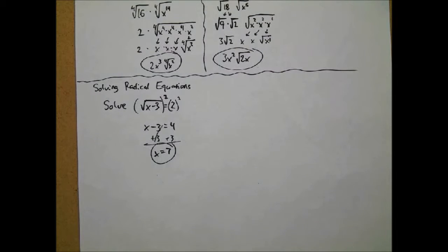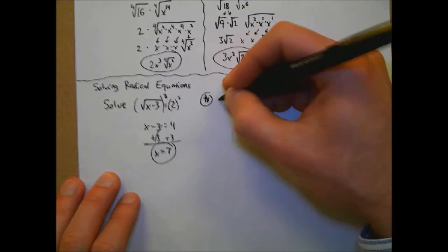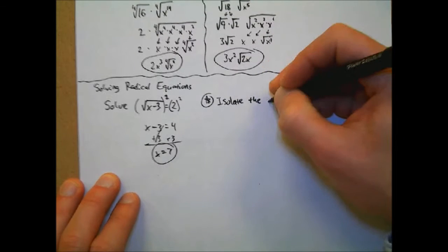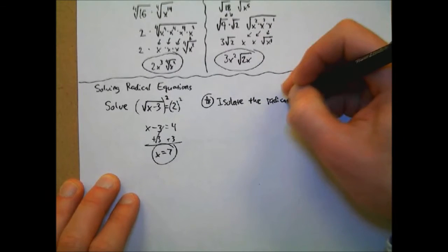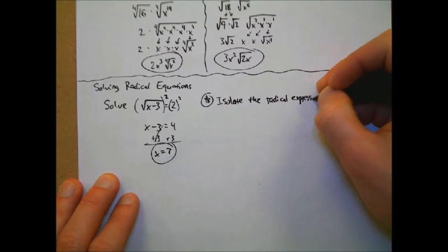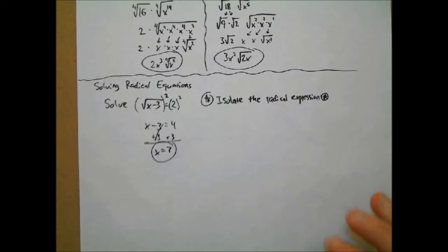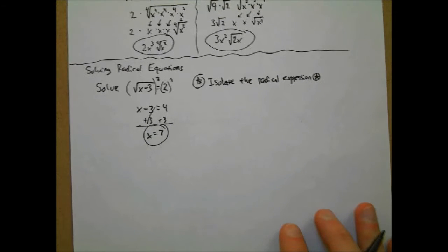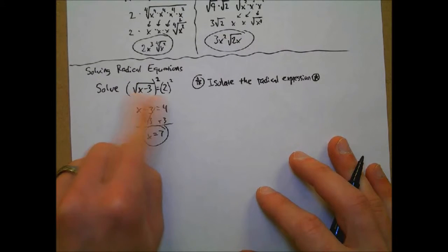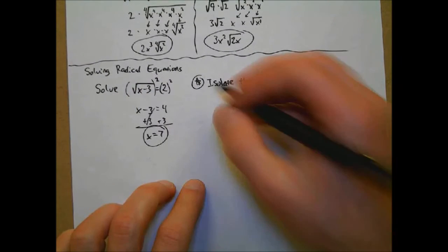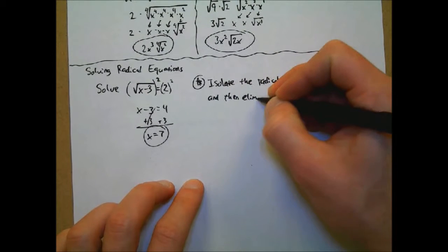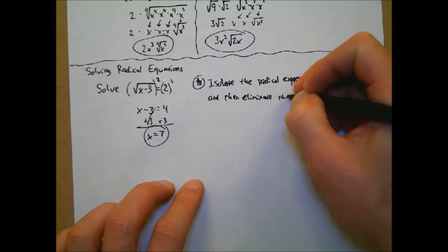Okay, the key thing you want to do here is isolate the radical expression. This is the key step you want to remember for solving these equations. Isolate the radical expression. Here it was already isolated. The square root was by itself. There wasn't any other junk with it. So we could then eliminate the radical using an exponent.